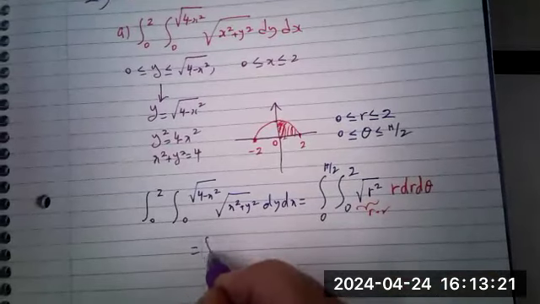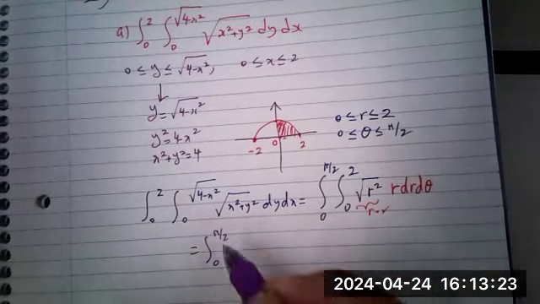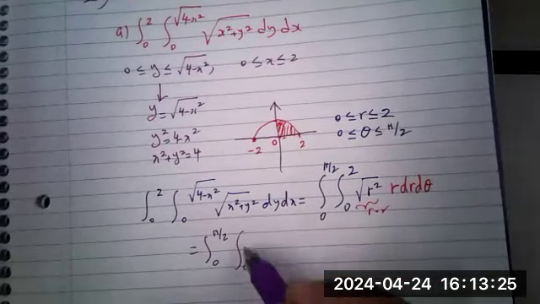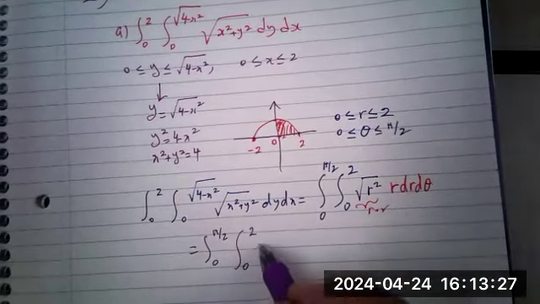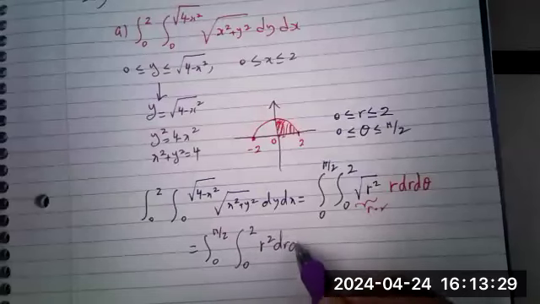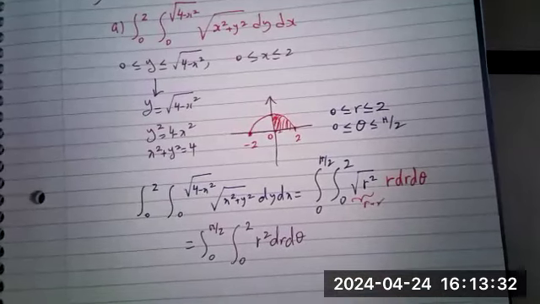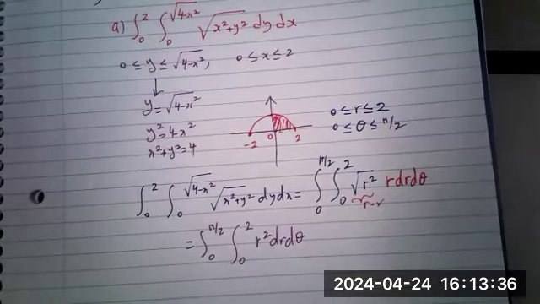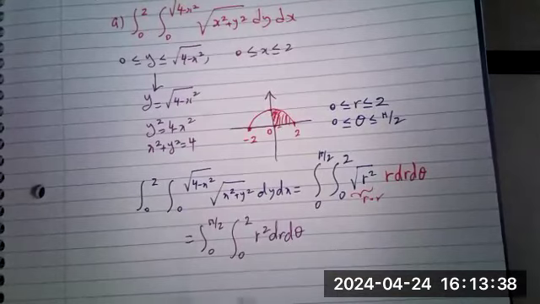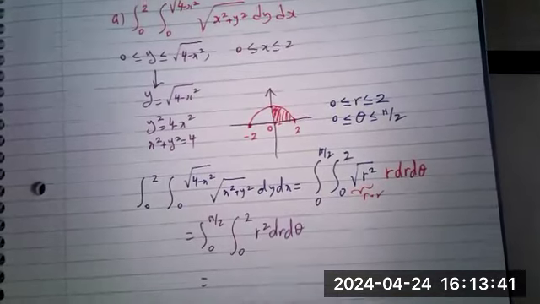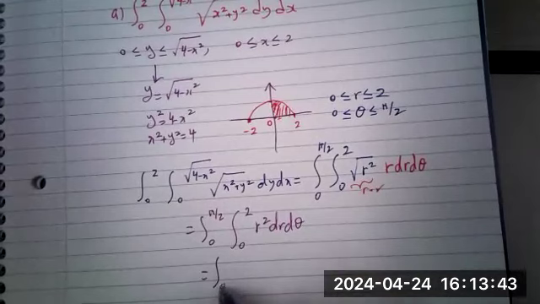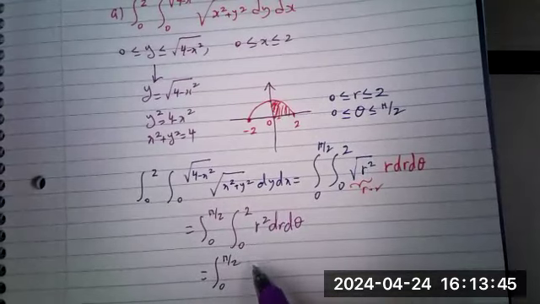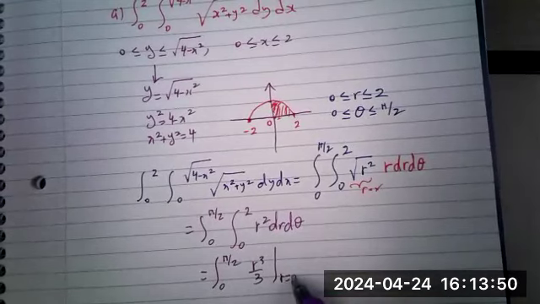So this is simply 0 to pi/2, 0 to 2, r squared dr d theta. That's it, easy to integrate. So that's going to be the result. The result is going to be 0 to pi/2. The integral of r squared would be r cubed over 3, then r going from 0 to 2, and the d theta.